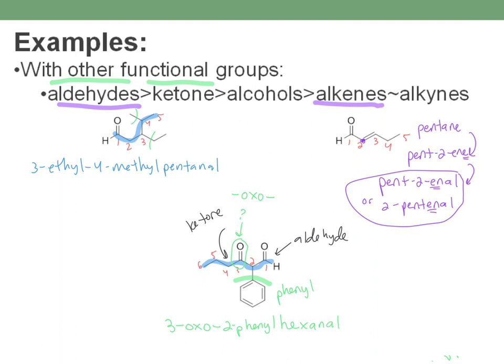There's a phenyl group coming off of carbon number 2, and I say oxo to represent where that ketone is at number 3. So if you see oxo, usually that's talking about a carbonyl, and you just put a carbonyl wherever it's supposed to be. So if you see an aldehyde and ketone together, that's how you approach it. So hopefully you have a little better idea of how to name aldehydes, and how they fit in with the ketones and alcohols and alkenes and stuff like that.